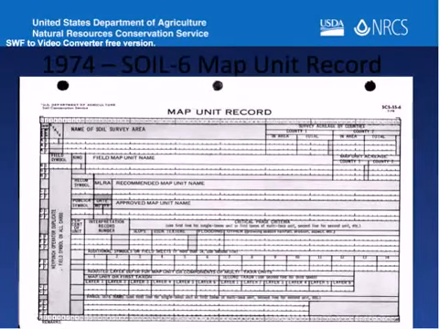Here is an example of the input form that we call the Soil 6. And this was the map unit record. This came about around 1974, 1972 to 1974 time frame is when we were beginning to get into the computer age. And you'll notice looking at this that this is all geared towards a particular map unit within the soil survey area. This was an input form just like the Soils 5.